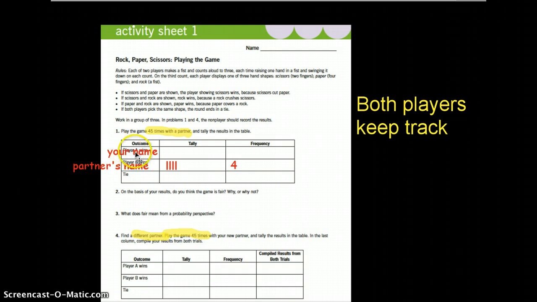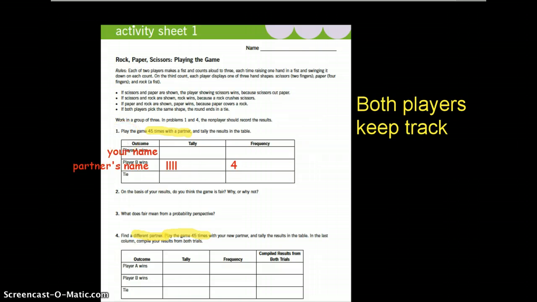Your name is going to go under player A, your partner's name is going to go under player B, and both players need to keep track. Hopefully you know how to make a tally, and the frequency is just all of the tallies added up in number form. After you do that and you've answered question 2 or 3, go to a different partner and play the game 45 more times, repeating the same thing that we did in part 1 of this sheet.